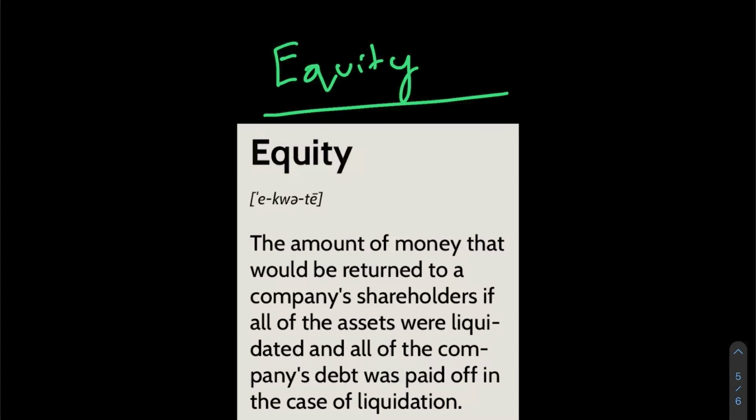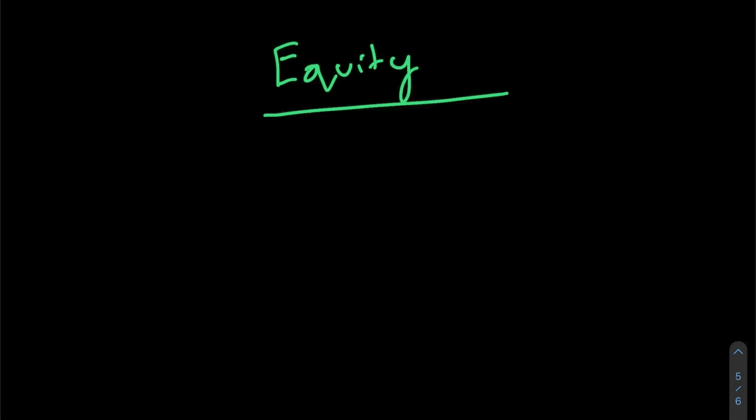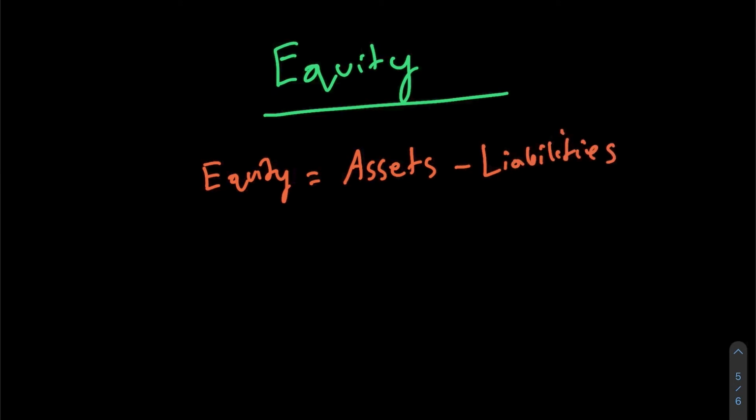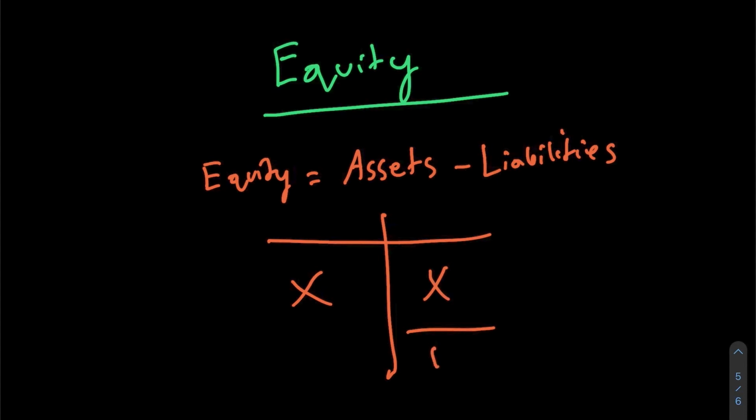In the case of liquidation, in other words, they no longer owe any debts. Whatever is left over after that is considered equity. To put it in terms of an equation, equity is assets minus liabilities. All the assets you or a company holds minus all the liabilities you have or a company has is your or a company's equity. If you were to look at a company's balance sheet, you would have assets here on the left and you would have liabilities here on the right, and then whatever is left over is your equity.